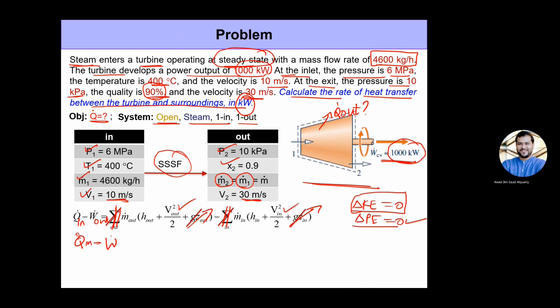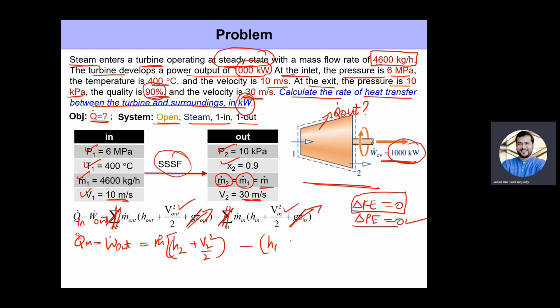Qin minus work out is equal to m dot, right? I'm just writing m dot. I'm not writing m dot 1 or m dot 2 because they are exactly the same, times h out at state 2, so h2 plus V2 squared by 2, minus h in, which is h1 plus V1 squared by 2. Okay, so this is simply what we have here.